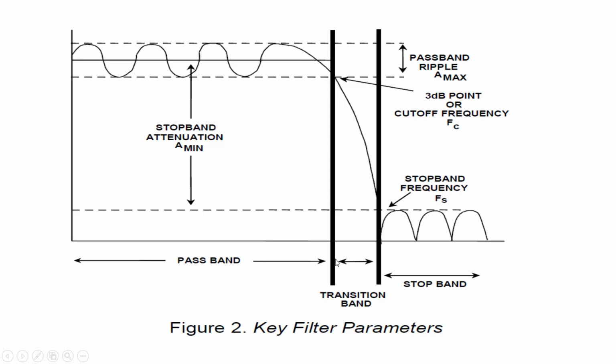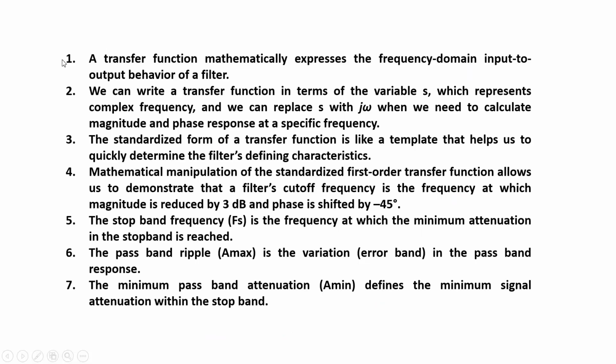From 0 up to this frequency is the passband, and the signal is not completely flat. You see the ripple in the passband. This is known as passband ripple, and it is represented by A max, the amplitude. This point is called the 3 dB point. The DC value is 1 here, corresponding to 0 dB.